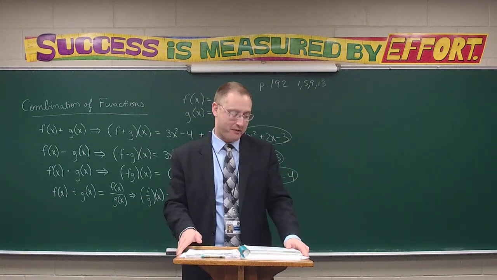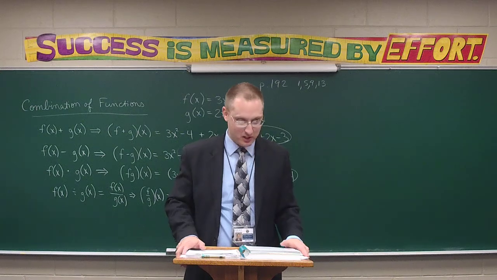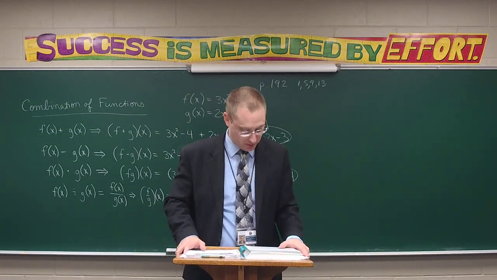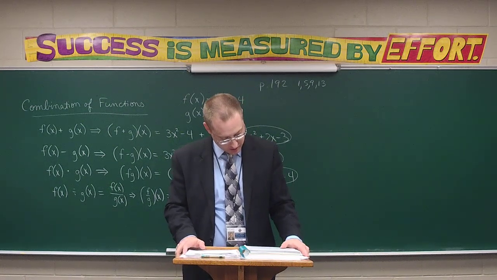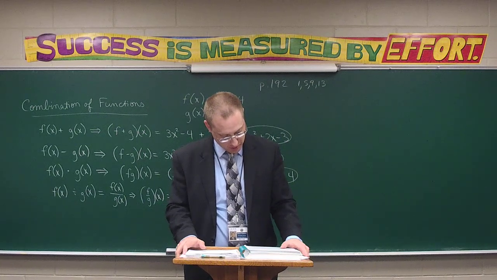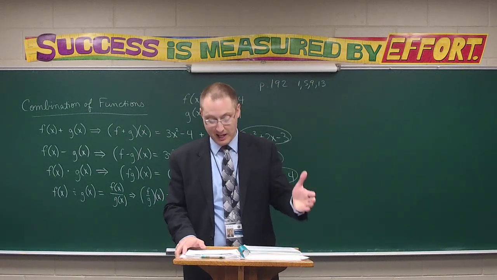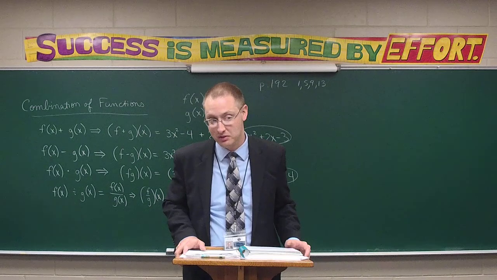Number 13, f over g of x. And what did you get for your answer on that one, Michael? X squared minus 2x minus 3 over x minus 3. X cannot equal 3. But you simplified it down, right? Factor and cancel? Nope. You didn't.